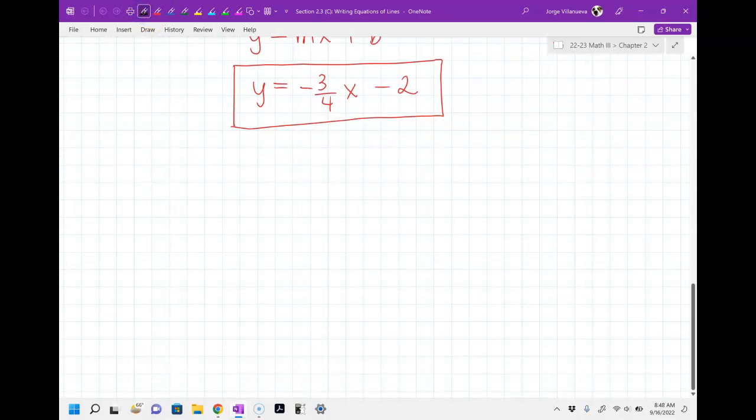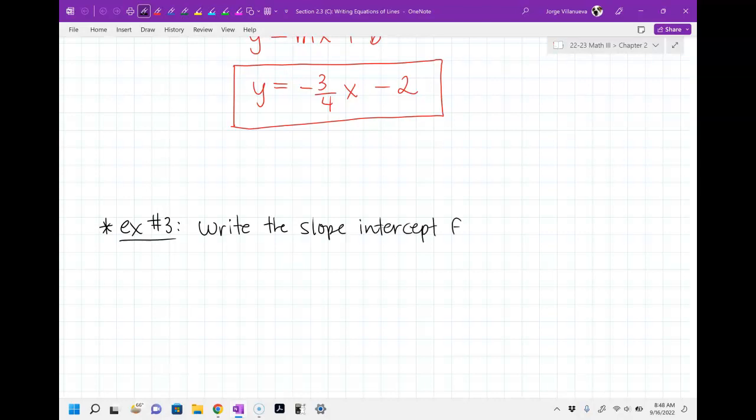So, example number 3. Again, these are all the front side. After example 3, we move on to the back side, okay? So write the slope-intercept form. Write the slope-intercept form given a graph.